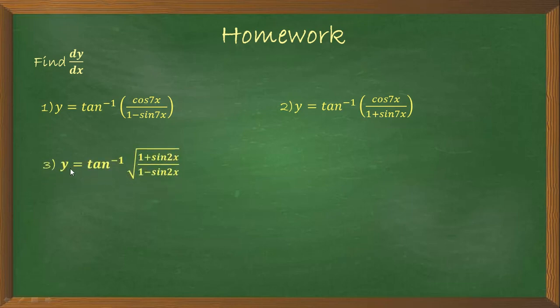Then suppose y is equal to tan inverse of root of 1 plus sin 2x upon 1 minus sin 2x. Then by the same technique as we have just discussed, if it is 1 plus sin x upon 1 minus sin x, then you will get the answer. Similarly, you can try this also: y is equal to tan inverse of root of 1 minus sin 2x upon 1 plus sin 2x. Today we have discussed the case where the angle is x.